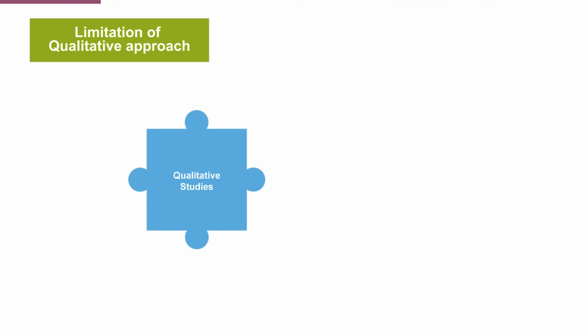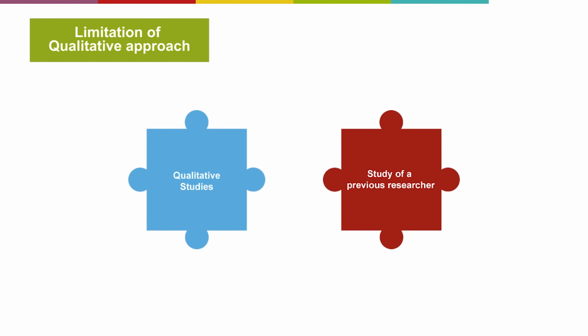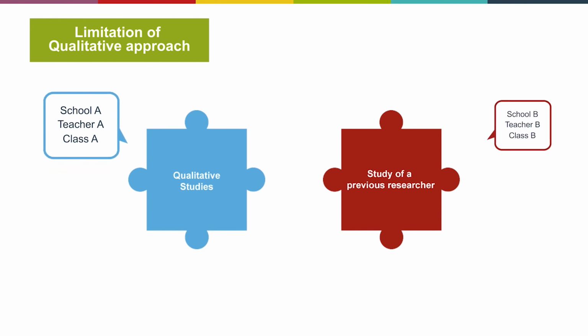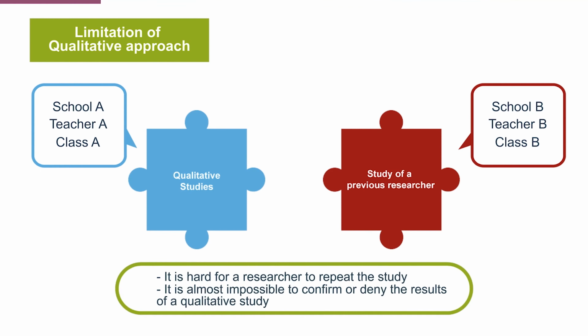Qualitative studies are usually highly related to the individual researcher, so the quality of a qualitative study greatly depends on the researcher. Moreover, it is difficult to repeat any aspect of a qualitative study because the students, teachers, school, classroom environment, and everything are all different. As such, it's very hard for a researcher to repeat the study of a previous researcher, and so almost impossible to confirm or deny the result of a qualitative study.